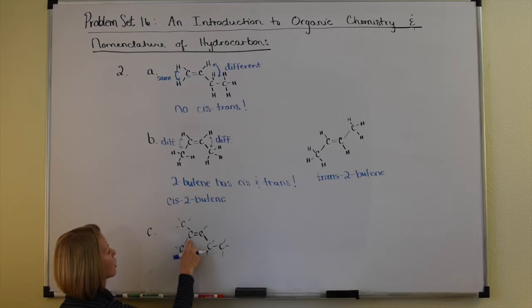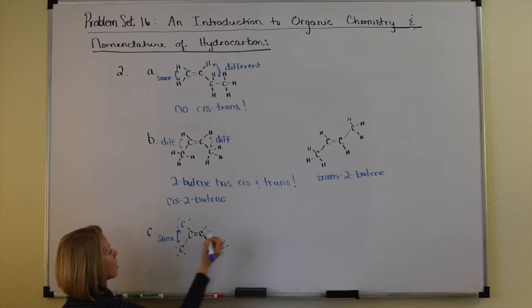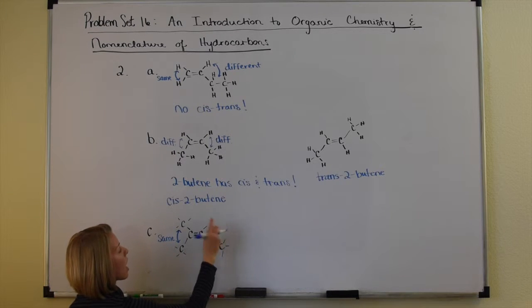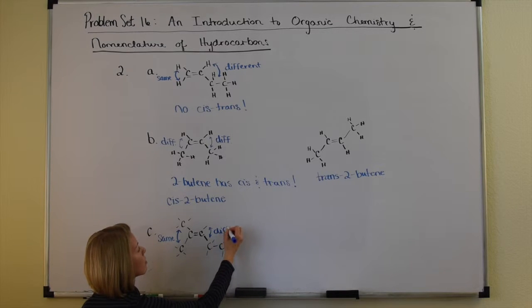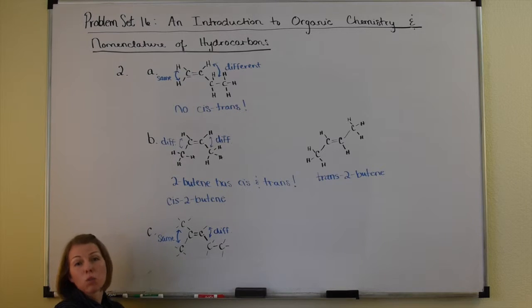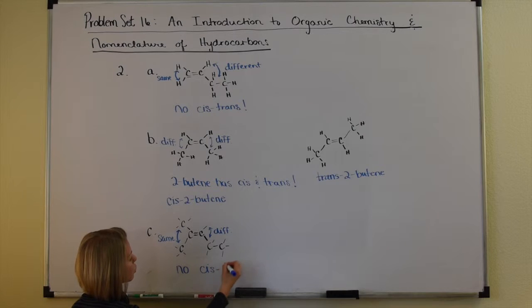All right, so look at this carbon that's part of your carbon-carbon double bond. Compare the 2 substituents on it. This is a CH3 and this is a CH3. So they are the same. This side is different. A hydrogen is different than a CH2CH3. But it doesn't matter because it only takes one side being the same to result in no possibility of the cis-trans isomers. So right here, no cis-trans.